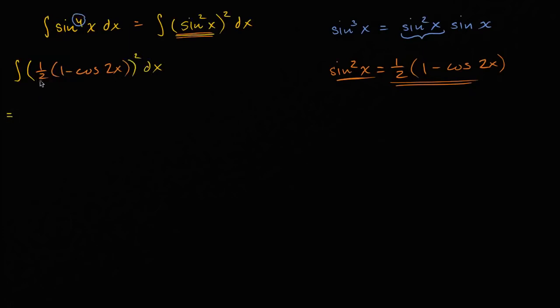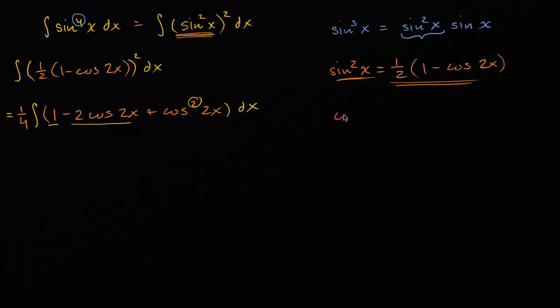That's going to be equal to, well, let's see, 1/2 squared is 1/4, so I can take that out. So we get 1/4 times the integral of, so I'm just going to square all of this, 1 squared, which is 1, minus 2 cosine of 2x plus cosine squared of 2x dx. Now, fairly straightforward to take the antiderivative of these two pieces, but what do I do here? Well, once again, I've got an even exponent.